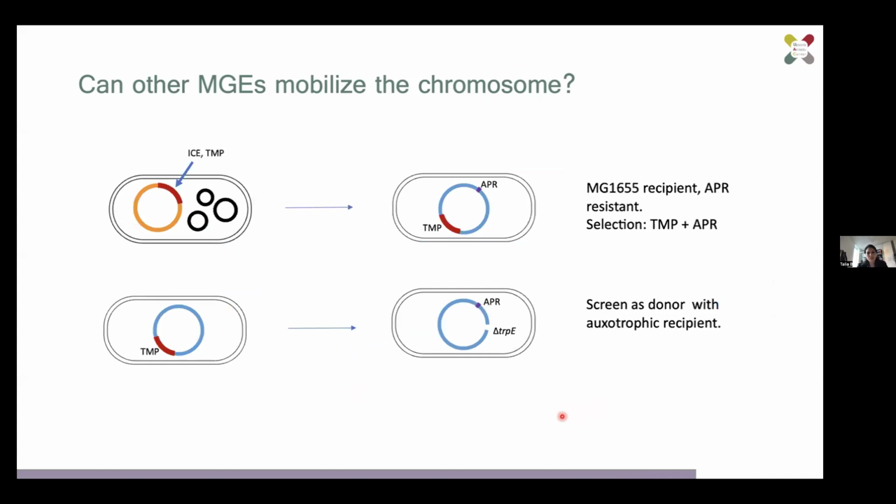So we did the same that I had described before, but this time we're selecting for the transfer of the ICE. So I do conjugations. The ICE has trimethoprim resistance in it. So I could select with the same antibiotics, trimethoprim and apramycin. Once I get the ICE into the lab strain, the MG1655, I get rid of the apramycin resistance. We sequence this strain to make sure that no plasmids came with it. We only want to test whether the ICE can do it. And then we do conjugations again with the recipients that we always use.